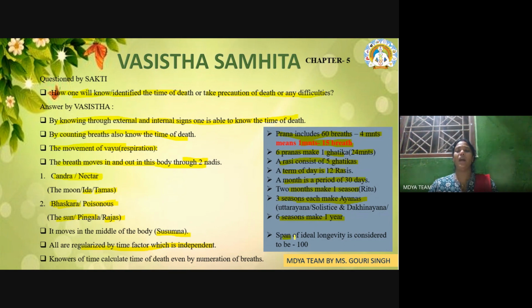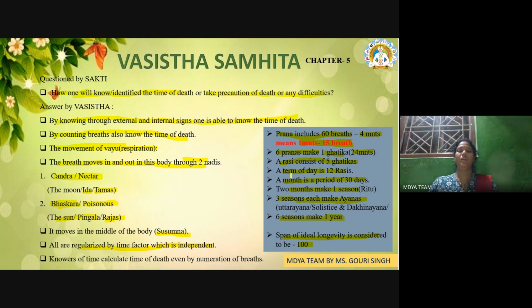The span of an ideal longevity is considered, meaning the ideal age of a person. It is written here, 100. Ideal age of a person is 100 according to the Vasistha Samhita. Here it is mentioned directly that the ideal age is 100. Then how much breath in 1 minute? That is 15 breaths in 1 minute after calculation. So these things are mentioned in the Vasistha Samhita only. The whole description and details are given here.